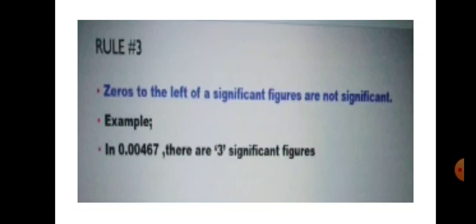Now we have rule number 3. In rule number 3, we study that the 0 to the left of a significant figure is not significant. For example, in the value 0.00467, the 0s which are before 4 are not significant. So there are only 3 significant figures, that are 4, 6 and 7, and the 3 zeros which are before 4 are ignored.